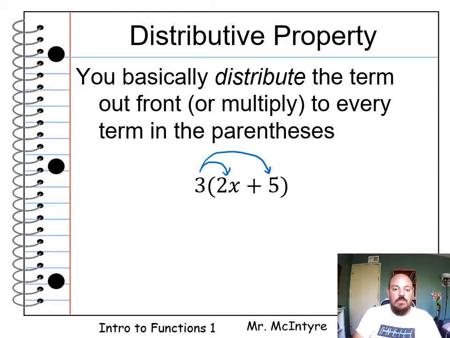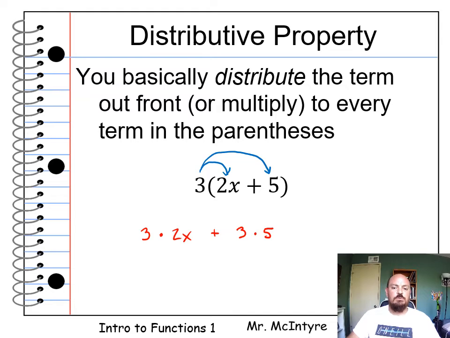They're doing 3 times 2x, and I use the x symbol for times. I probably shouldn't. In fact, let's erase that because it looks confusing with the x in the problem. I'll use the other symbol for multiplication, the dot. 3 times 2x, and then that symbol in the middle, the plus, stays there. And then for the second part, you have 3 times 5.